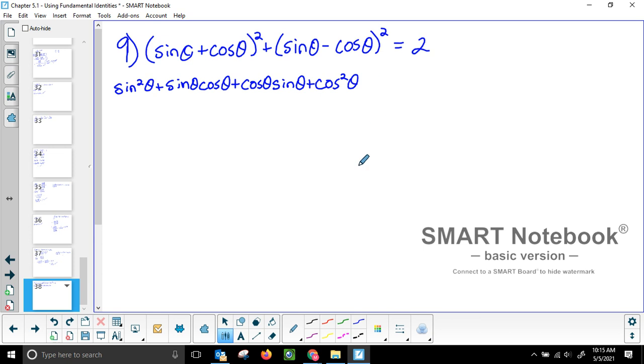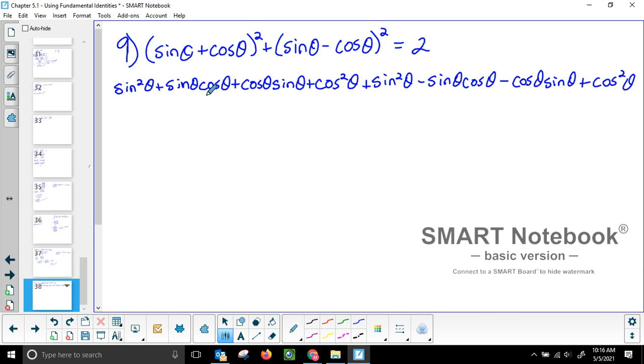Now, when I do the same thing with sine theta minus cosine theta squared, I'm distributing sine theta minus cosine theta to itself. I will get sine squared theta again, minus sine theta cosine theta, minus cosine theta sine theta, plus cosine squared theta. So a lot going on there, but it's just simple expansion.